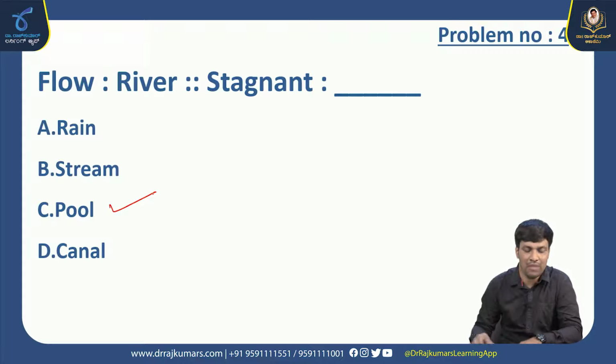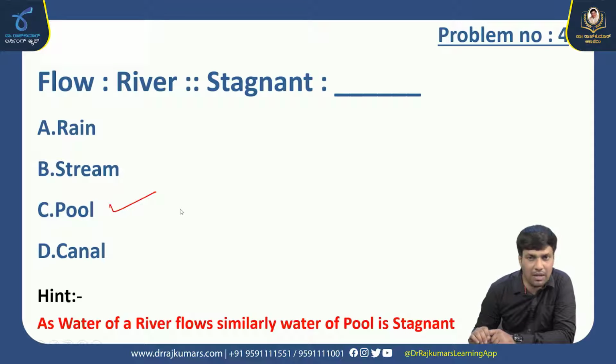Let us see the hint now. As the water of a river flows, similarly the water of a pool is stagnant.